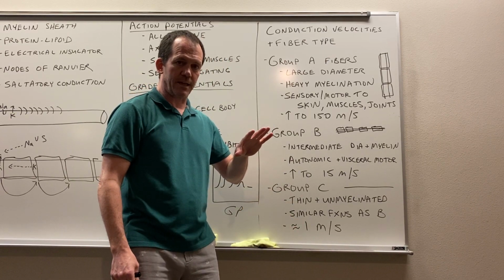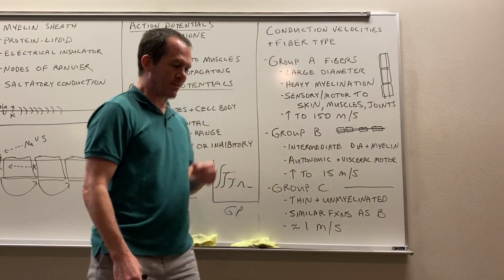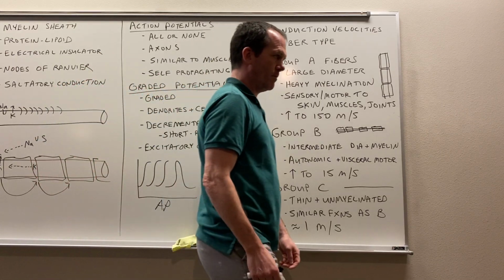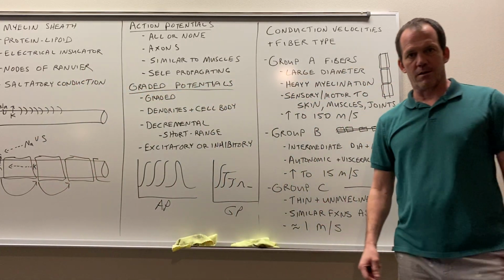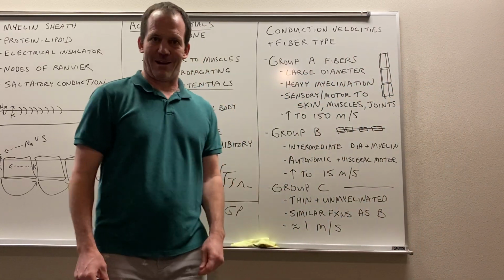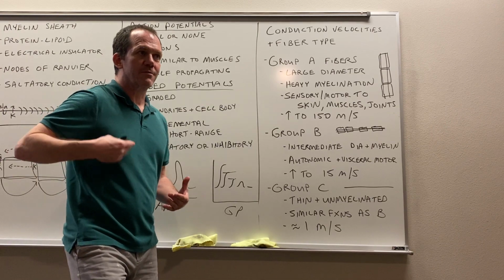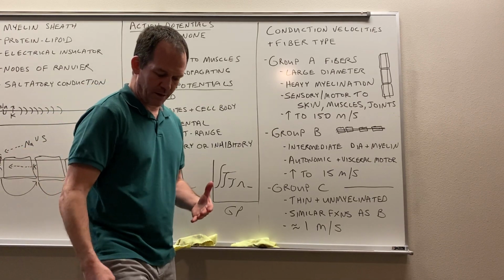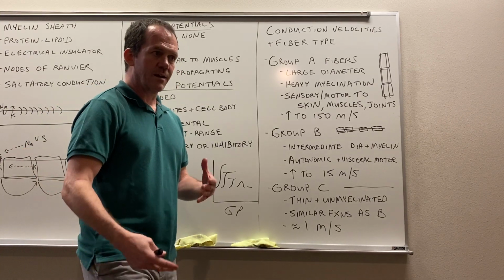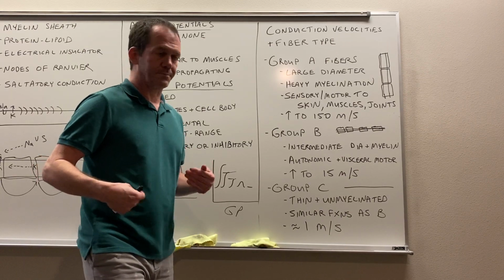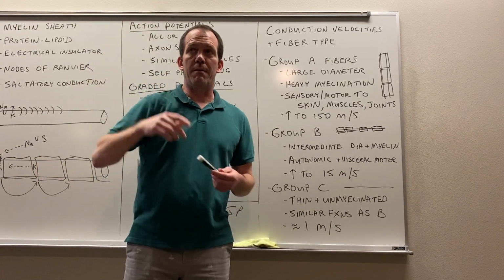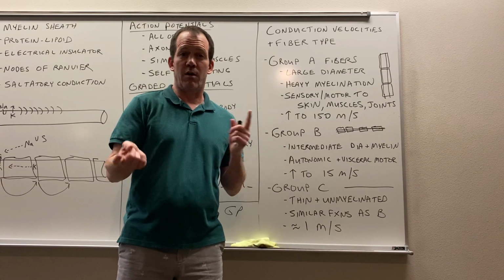So one meter per second is like this fast. If I walk off screen. So like a slow walk. You definitely don't want your impulses from your muscles and joints and skin coming back to you at a slow walk. By the way, all that myelination occurs in your brain as well.